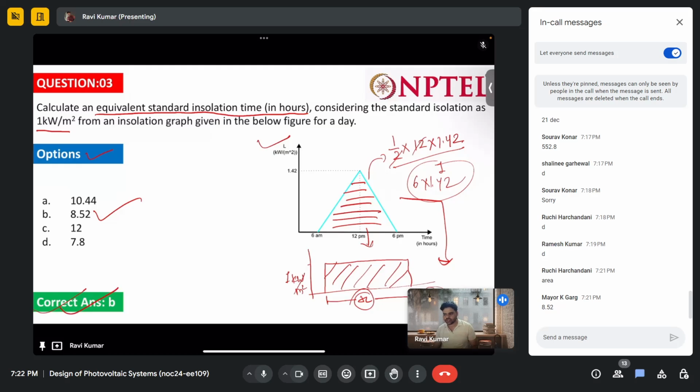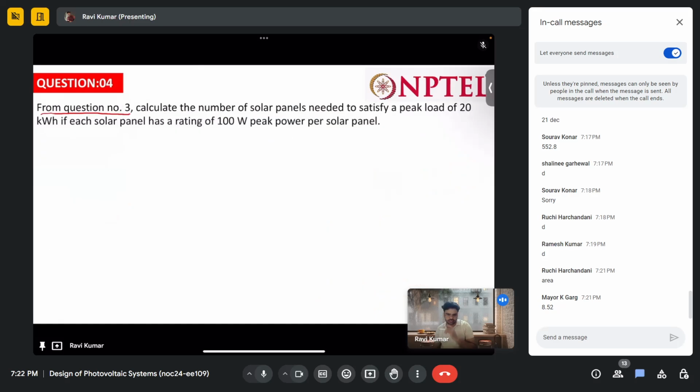Now, next question says, consider the things from question 3 and calculate the number of solar panels needed to satisfy a peak load of 20 kilowatt hour if each solar panel has a rating of 100 watt. Then how many solar panels we will need, and these are the options. 20 kilowatt hour load is there, and you need to calculate the number of solar panels.